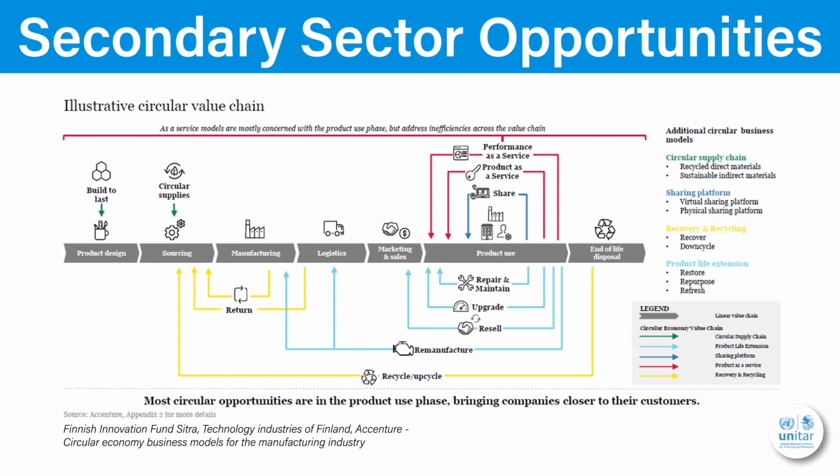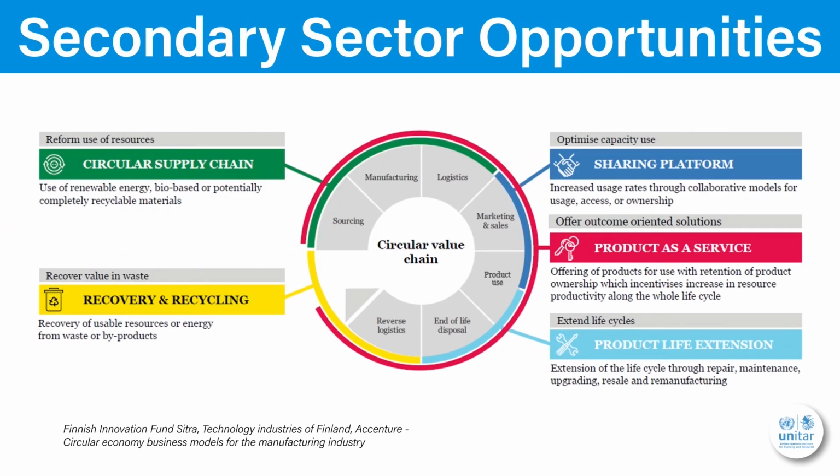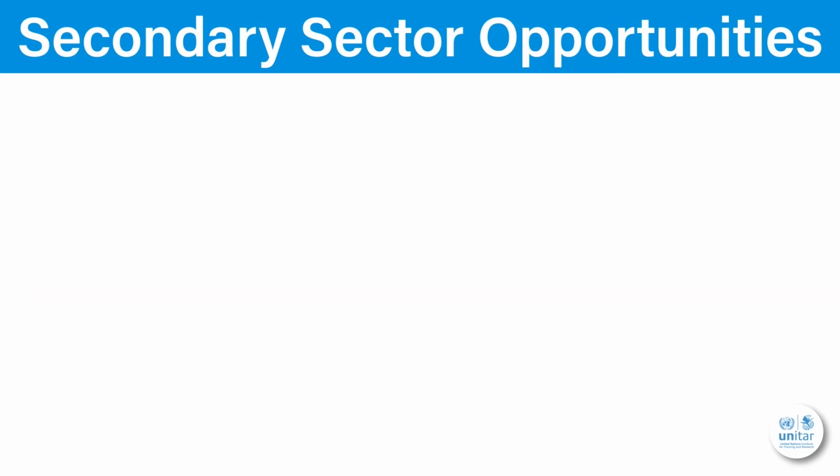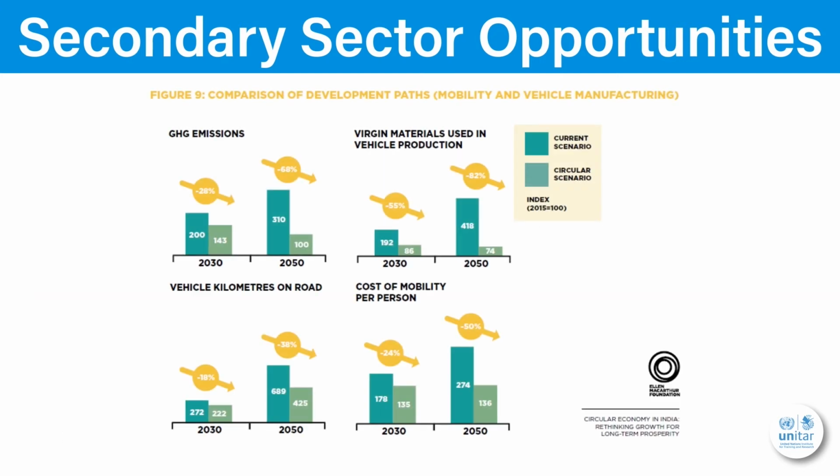And so on. Implementing such circular business models and changes to the supply chain bends the linear model into a circular one as shown here. A study by the Ellen MacArthur Foundation about the circular economy in India has shown that a shift towards a circular economy in the mobility and vehicle manufacturing sector could result in an 82% reduction in virgin material usage by 2050. Costs for mobility would also decrease by half in the same time duration.